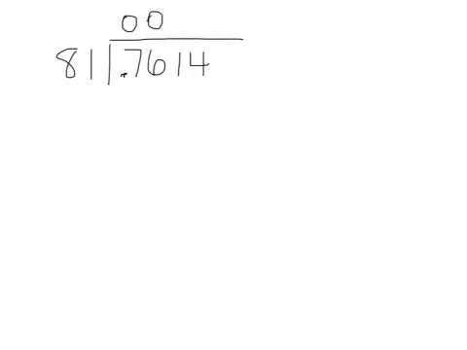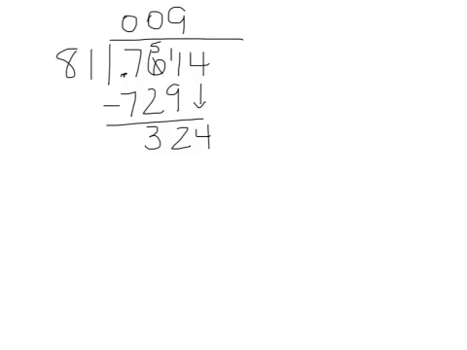This next one's tricky, remember. Does 81 go into 7? No. Does 81 go into 76? No. Does 81 go into 761? You'll have to do the math, but yes, it goes in 9 times. 9 times 81 is 729. Bring down the 4. 81 times 4 equals 324. Did you get that one? What do I do with my decimal? Bring it up and put it there.